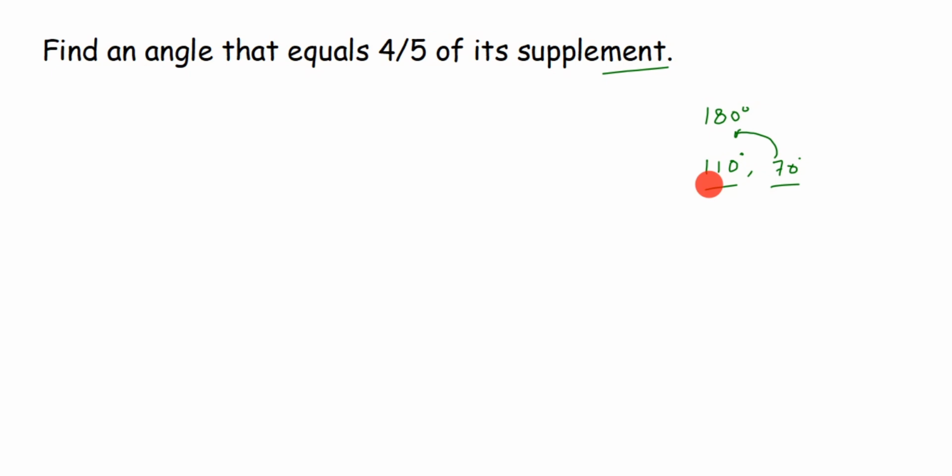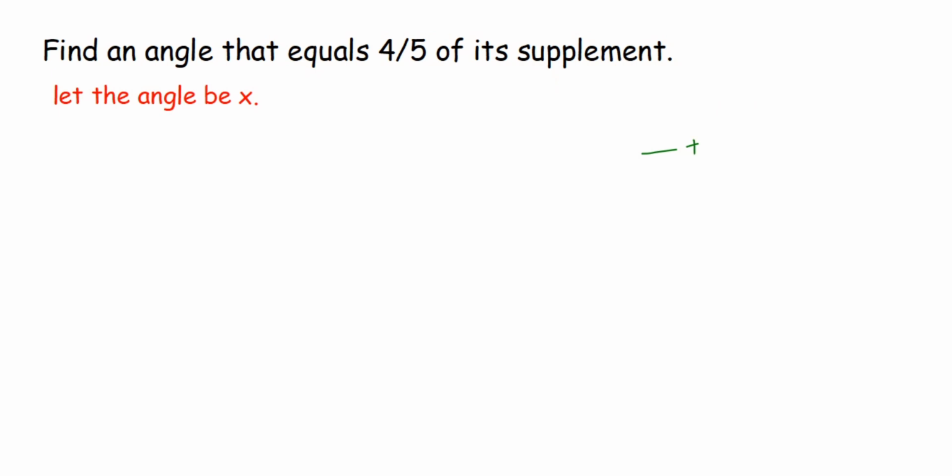So in this question, we don't know the angles, but they have given the condition that this angle is 4/5 of its supplement. So how to find it? Since we don't know the angle, we'll assume that the angle is x. Then what will the supplement angle be? If I add two angles, the sum should equal 180 degrees in case of supplementary angles. I know one angle is x and the other angle is unknown. This is my supplementary angle for this angle x.